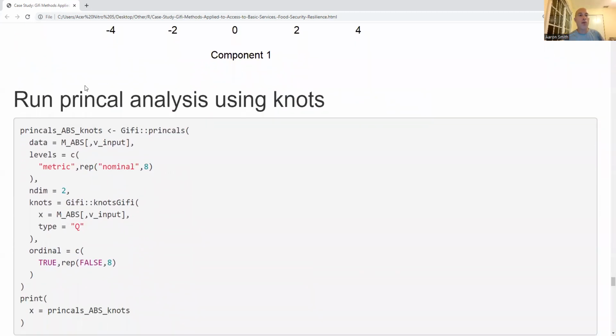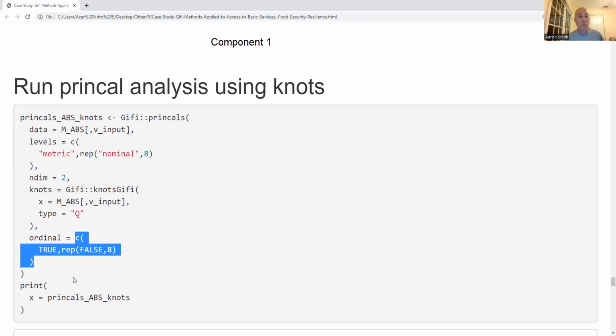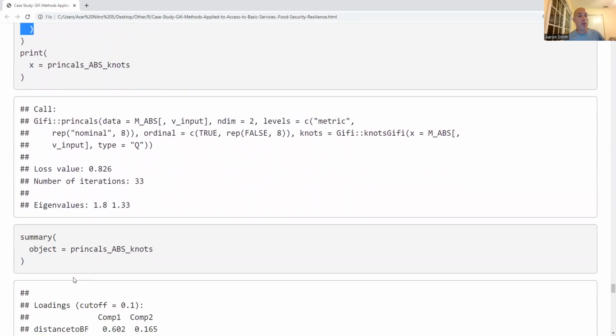Now we can also run PRINCALS using knots. So we'll have splines just like I did before. Once again, I'm going to use quantiles to make sure I have enough data points at every knot. And I'm using the same levels I did before, and I'm using the same ordinal as I did before. Let's see how things change.